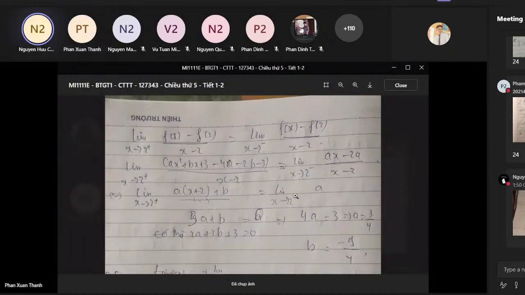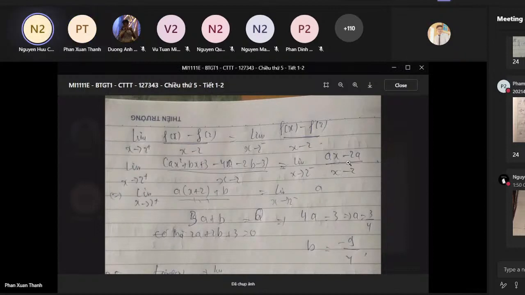Because it cancels out, right? Cancel x. Because the function f now equals 4a plus 2b plus 3, not equal to a. Do you understand what I mean? No. The value of the function at x equal number 2 should be equal to the left hand limit. I think there is a mistake on the left hand limit here.